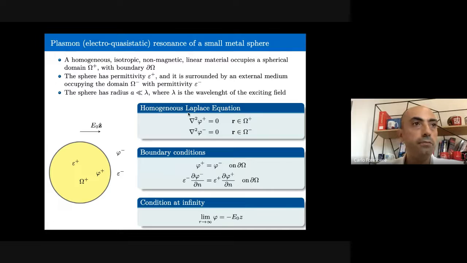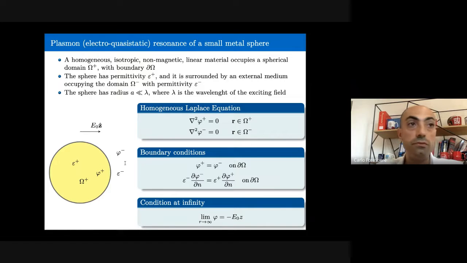In this case, it's very easy to derive this excitation by using simply the Laplace equation and the basic theory of electrostatics. So let's see what happens if we have a very small sphere, very small compared to the exciting wavelength, and we look for a non-trivial solution of the electroquasistatic problem. In this case, we have to enforce the Laplace equation inside the sphere and outside the sphere.